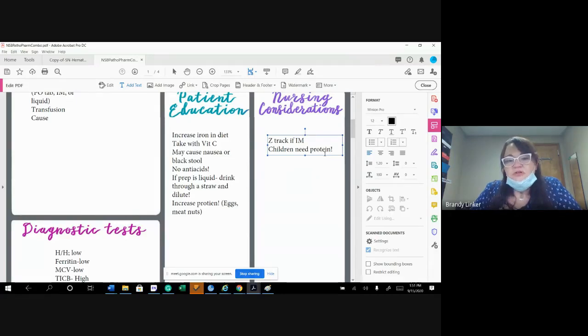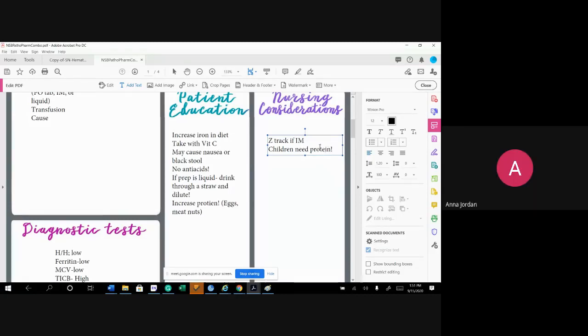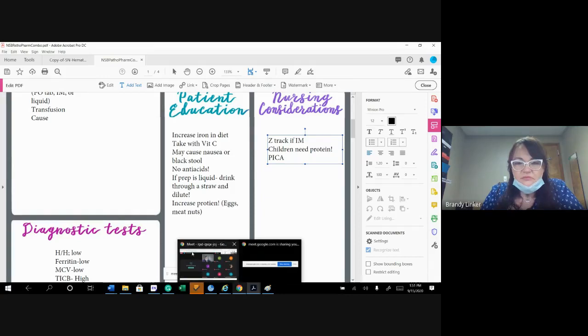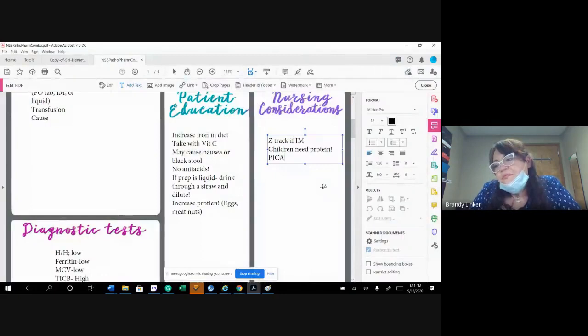Also, what kind of people should you think may be at risk for this if we get iron from protein? Elderly. Vegetarians, right? Vegetarians or vegans are going to be at high risk for a couple of different types of anemias, and this is one of them, iron deficiency anemia.